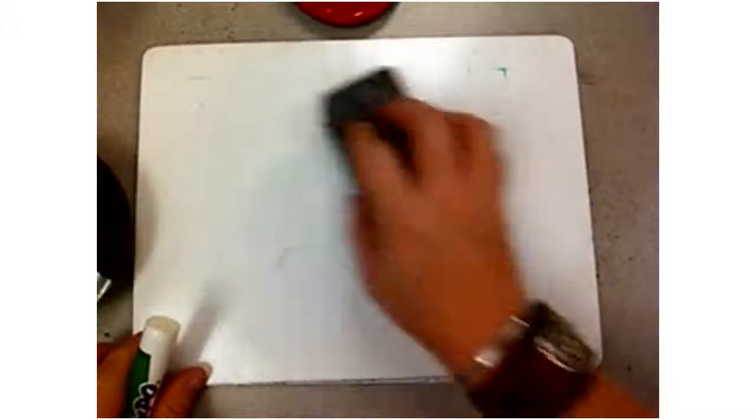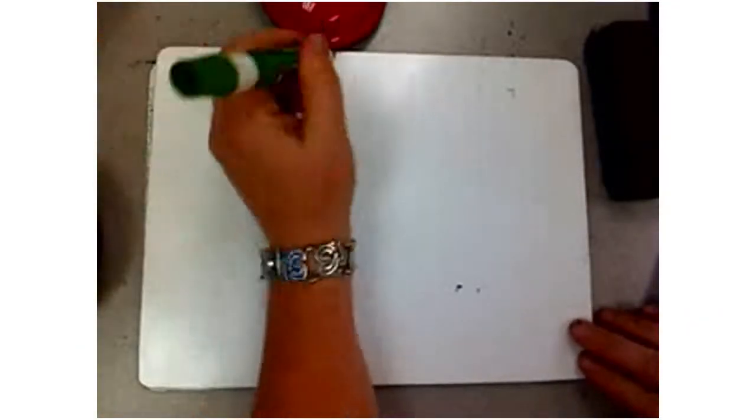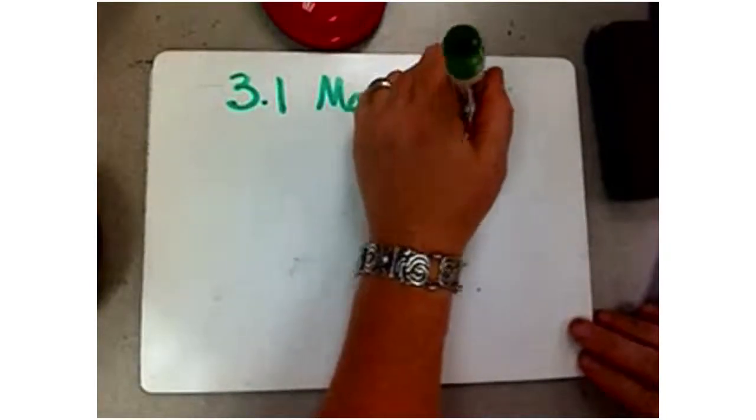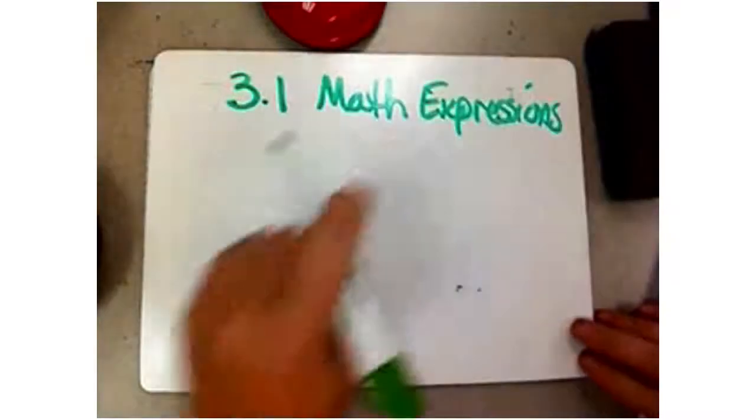For CAP045, we're going to do section 3.1 in this video. It's in your textbook. I'm going to go through the examples and explain it, and you can follow along from page 172 to 176. So this is 3.1, and it's mathematical expressions. It starts on page 172. All right.